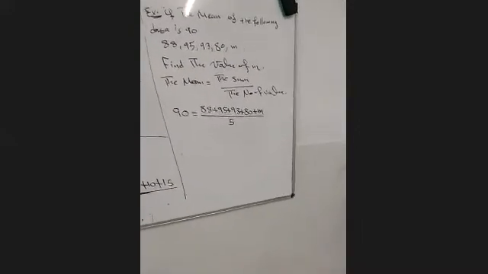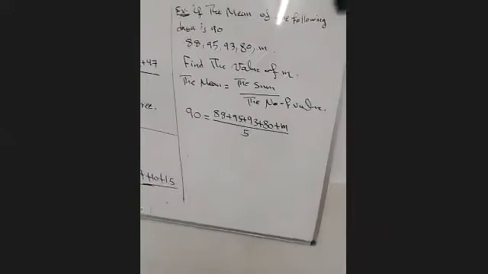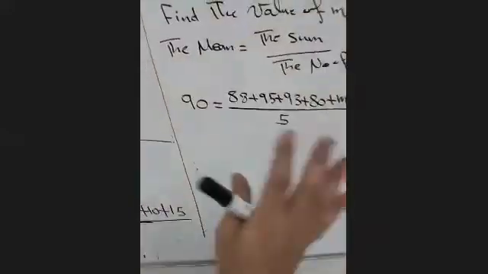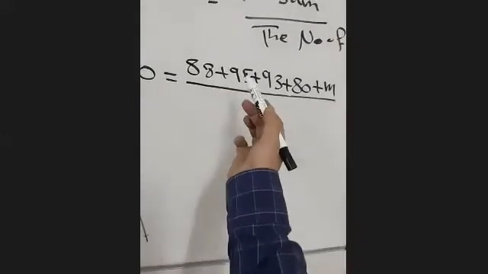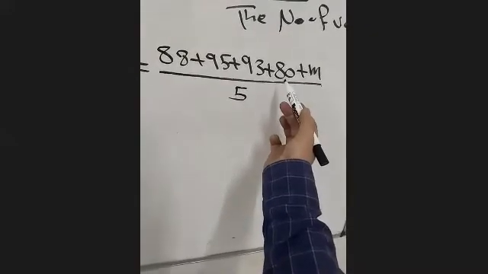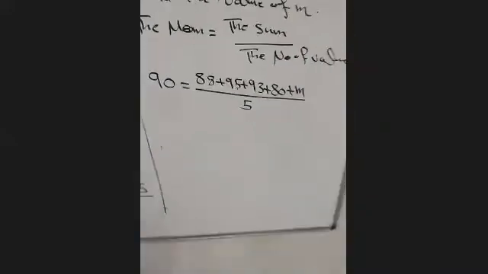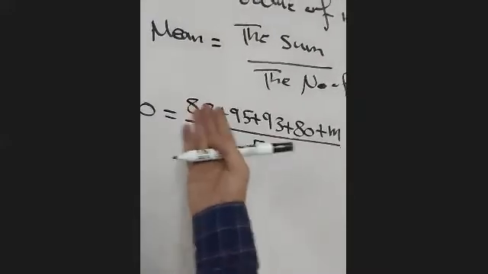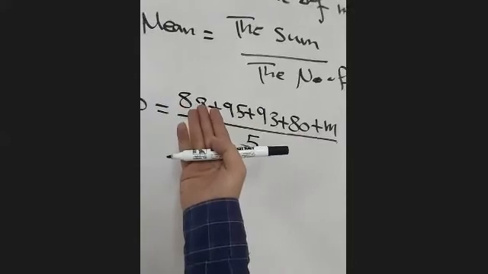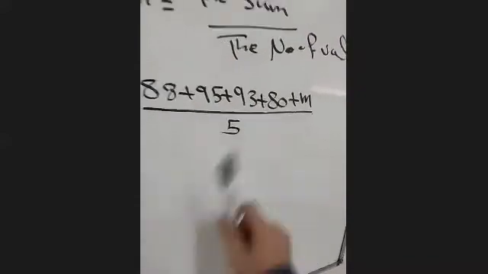So until now, I did the normal thing. I put the formula, then I applied the formula, including the missing value M. Now I have some simplifying to do. Here I have numbers I can add up. I can add 88 with 95 with 93 with 80. But I cannot add these numbers with M. I don't know the value of M, so how will I add it? So I add the known values and make them one number in place of 4 numbers, to make it easy.